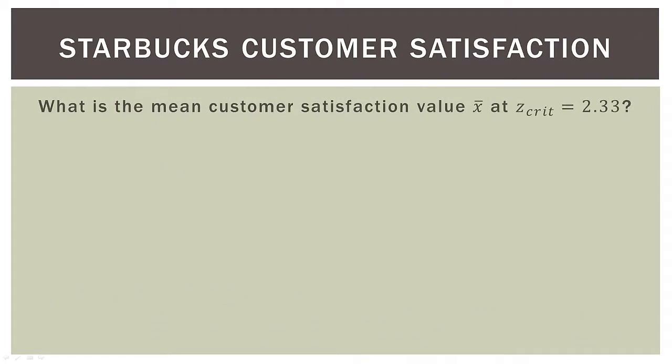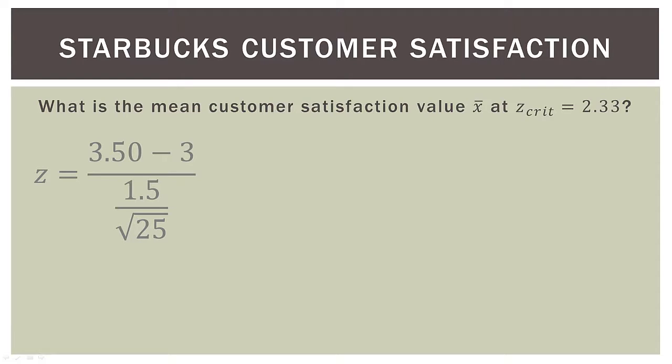Now, one thing we have to know to do these type 2 error problems is what is the mean customer satisfaction value that falls on that critical value of 2.33. So we want to know what mean will be the difference between failing to reject our null hypothesis or rejecting it. So we're just finding the mean on the critical value.